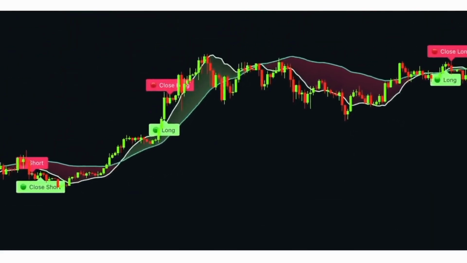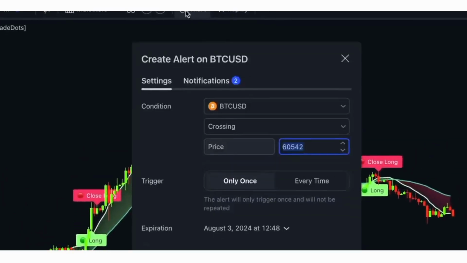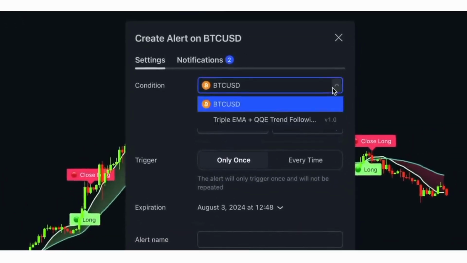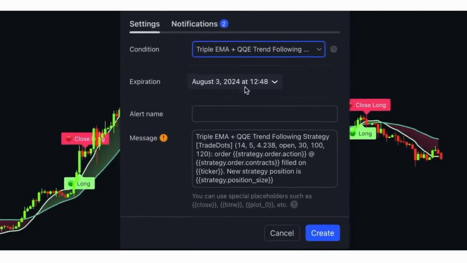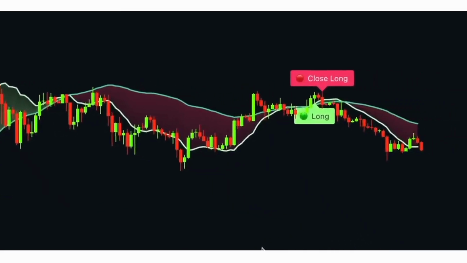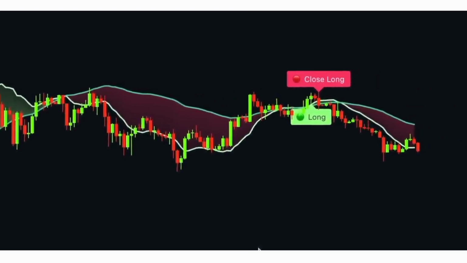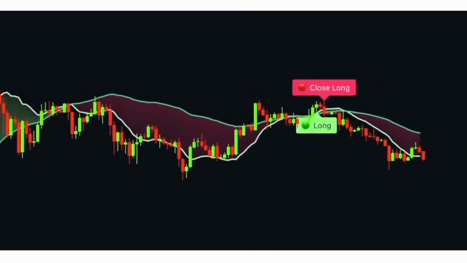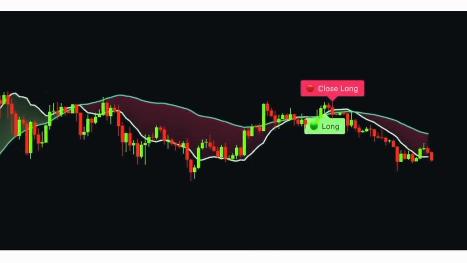Once you've finished setting up the indicator, click on the Alerts button and set an alert for these buy and sell signals. Once a signal is generated, you'll receive a notification about a potential buy or sell opportunity. Save this strategy to your library, and let's move on to the 4th place indicator.